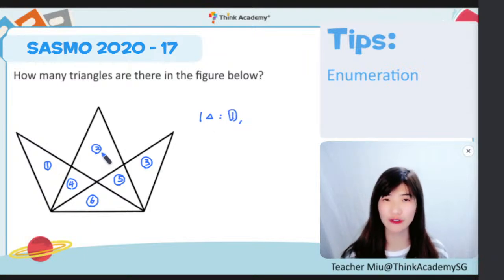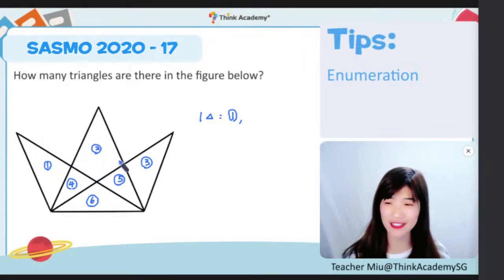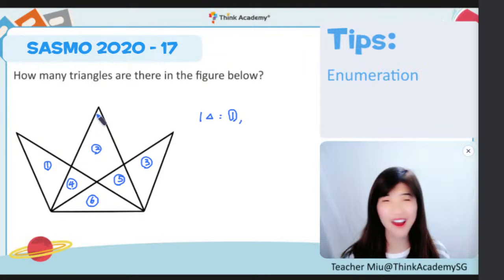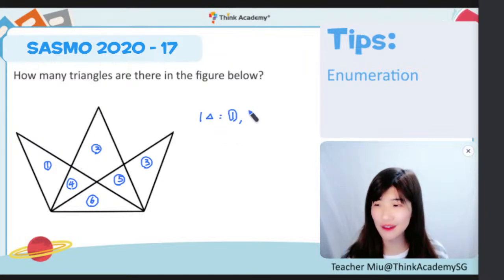And what about 2? Is 2 a triangle? Let's take a look at part 2. Is this a triangle to you? Not really, right? So do not count it as a triangle. What about 3? Yes, 3 is also a triangle. And what about 4? Yes.